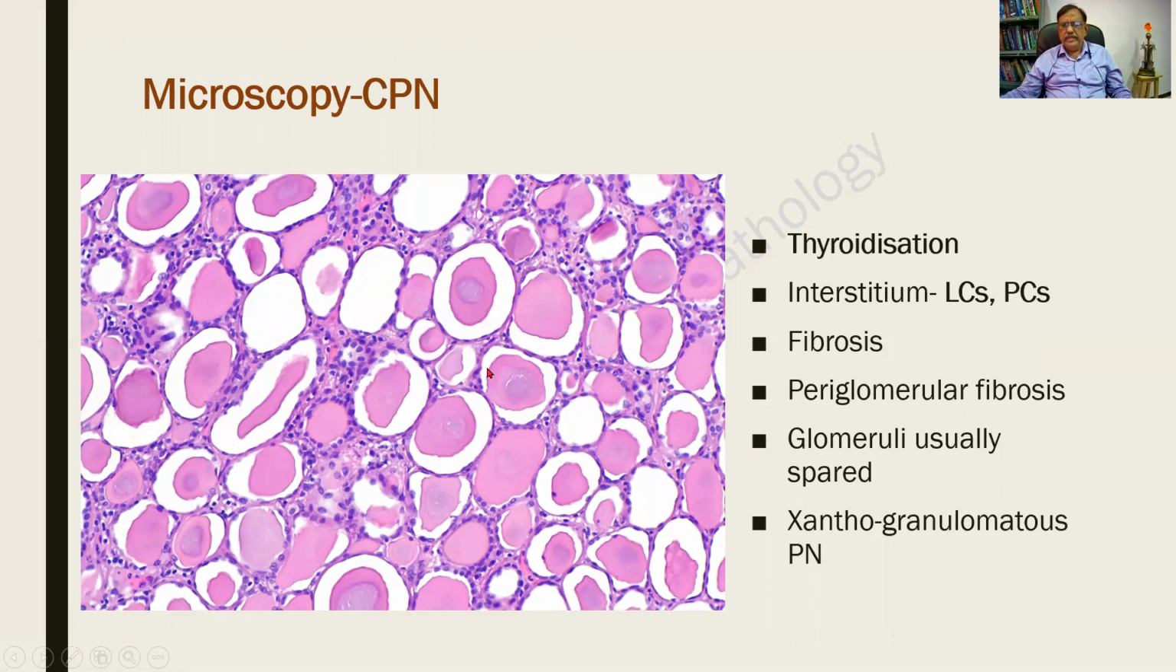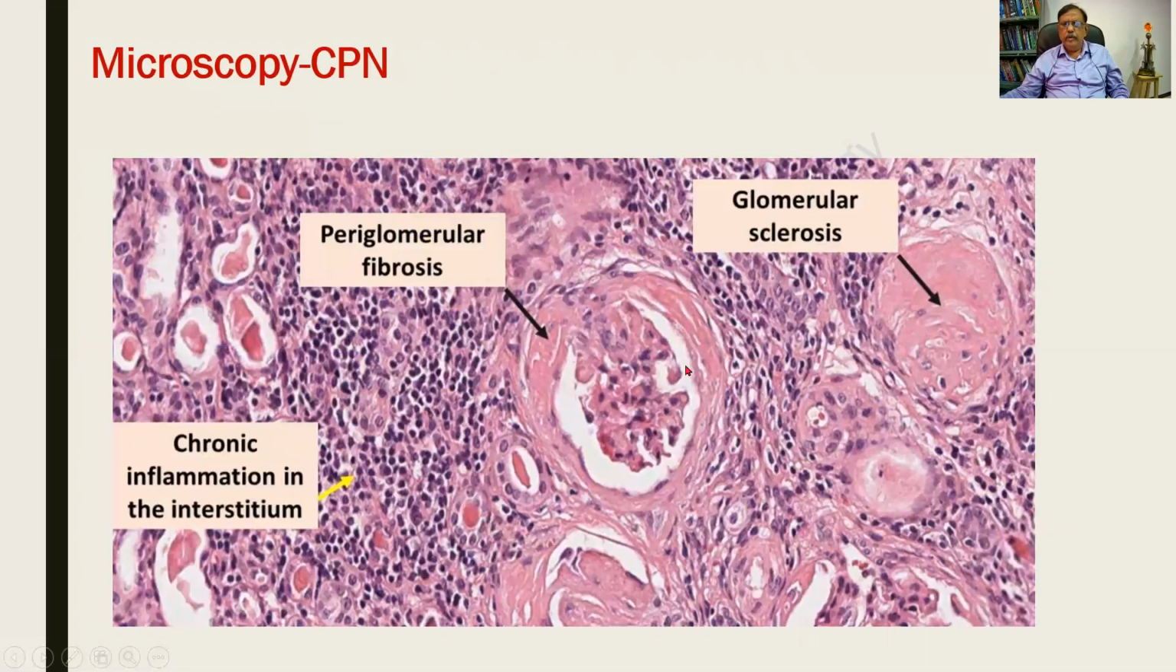This is a higher magnification. It looks as though I am seeing thyroid tissue, and this resembles the thyroid follicles. In fact, they are all the renal tubules. The tubules are a little distended and they are filled with pinkish, homogeneous material, which resembles colloid. Hence, this is called thyroidization. The interstitium is the supporting tissue. It is showing dark blue dots such as lymphocytes and plasma cells. Later on, there can be interstitial fibrosis. Also, as mentioned in the previous picture, there can be periglomerular fibrosis.